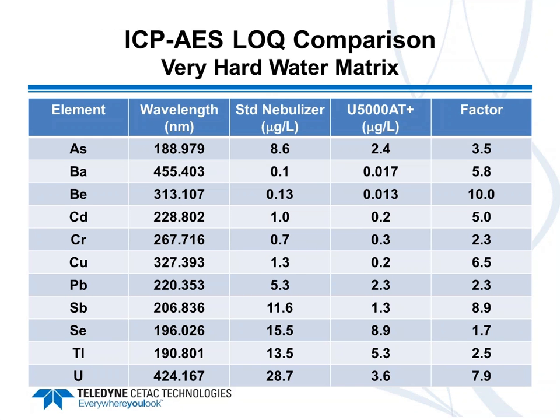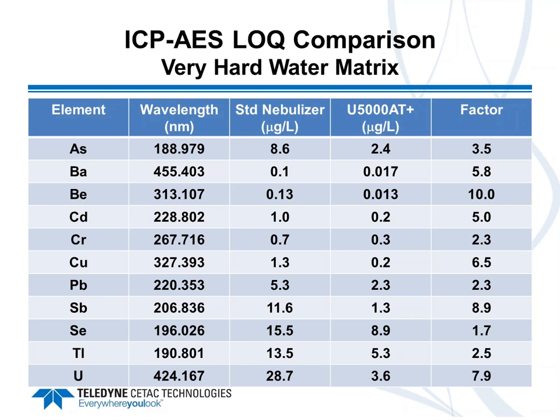So comparing the two, and this is a comparison of the limits of quantitation. On the far right column is a factor. You can see for uranium, it's about a factor of 8 improvement in lowering the limits of quantitation. Now again, these will vary from element to element depending upon the signal that we can get from the element and the background noise from the very hard water matrix.